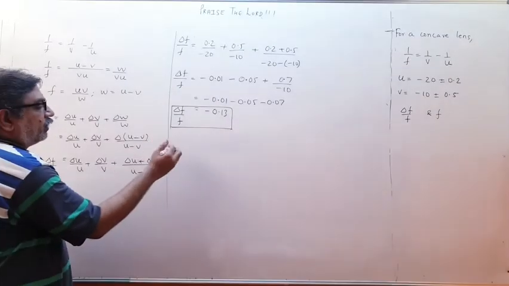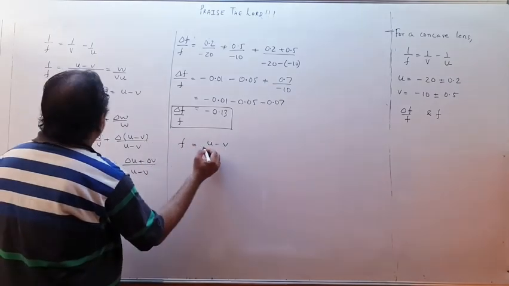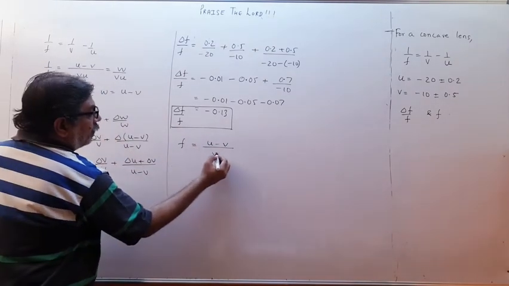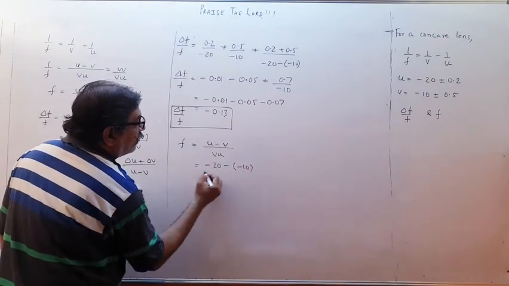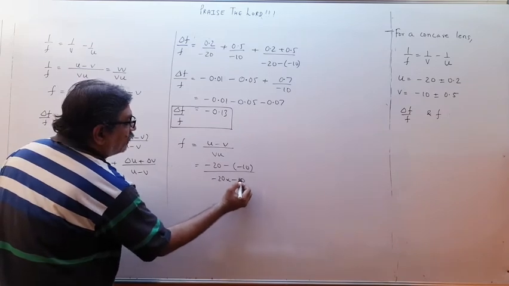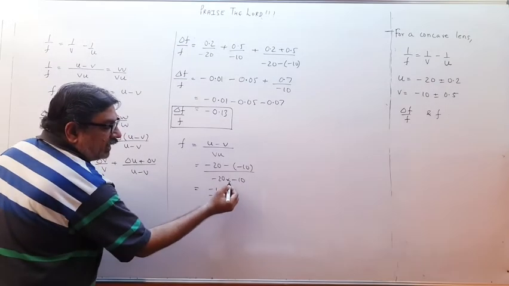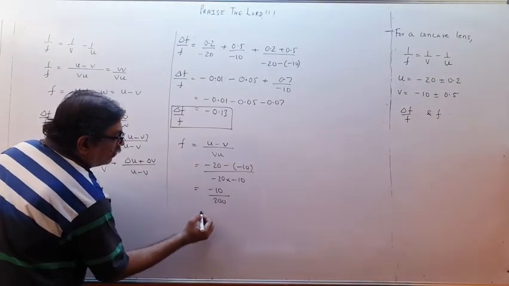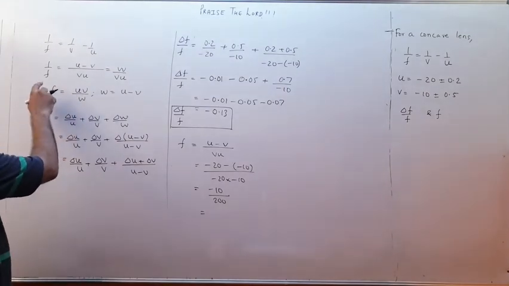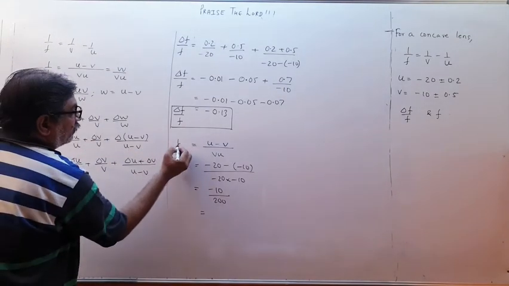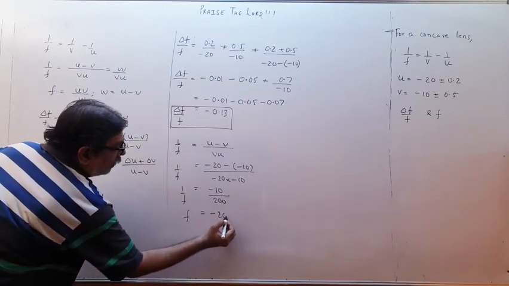And then, if I want the true value, the focal length is given by u minus v upon vu. So u with me is minus 20, minus 10, upon minus 20 into minus 10. Minus 20 plus 10 will be minus 10, and this will be 200. So that will be equal to, and from here, sorry, this is 1 upon f. So 1 upon f is this much. So f will be equal to how much? Minus 20.